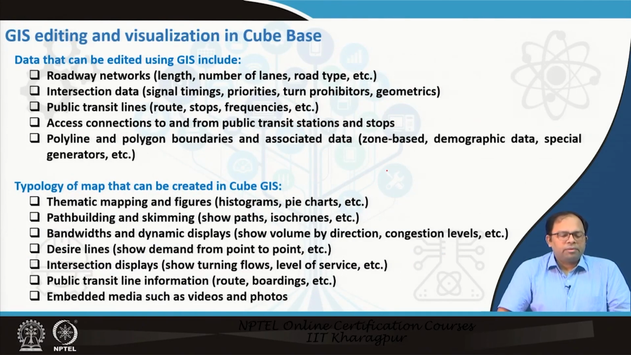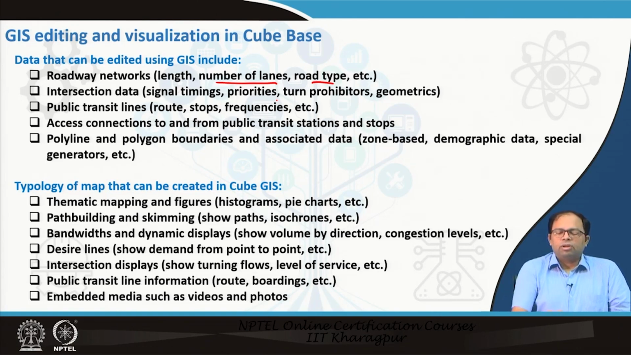So what kind of data could be edited in GIS? This could be roadway network data, including length of the roadways, number of lanes, road types, and so on. Then intersection data, where we can model signal timings, priorities, turn prohibitions, and geometry of the intersection. Public transit lines: the route, the stops, frequencies of buses or whichever public transit.